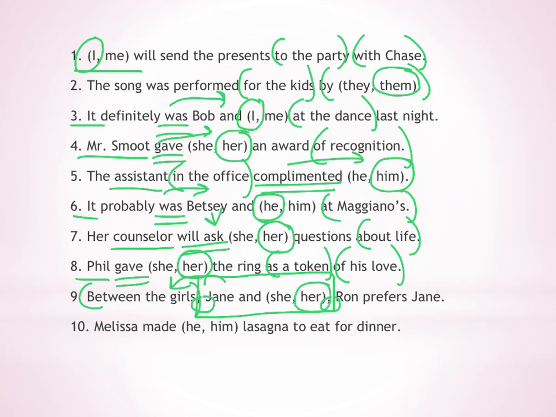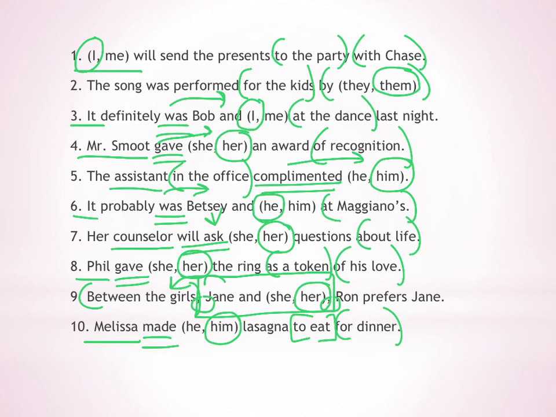Melissa made he or him lasagna to eat for dinner. For dinner is a prepositional phrase. To eat is an infinitive. Melissa is my subject. Made is the verb. It's an action verb because it's not in the being verb list, so therefore I must choose objective, which would be him. Notice that for every sentence I walked through the order of operations and it worked perfectly.